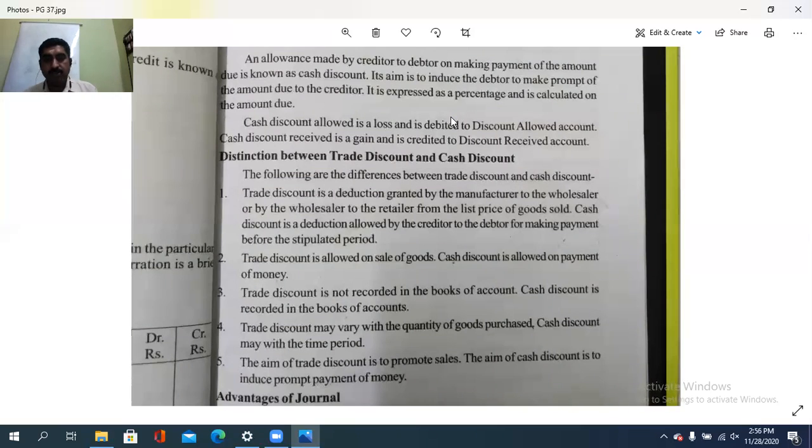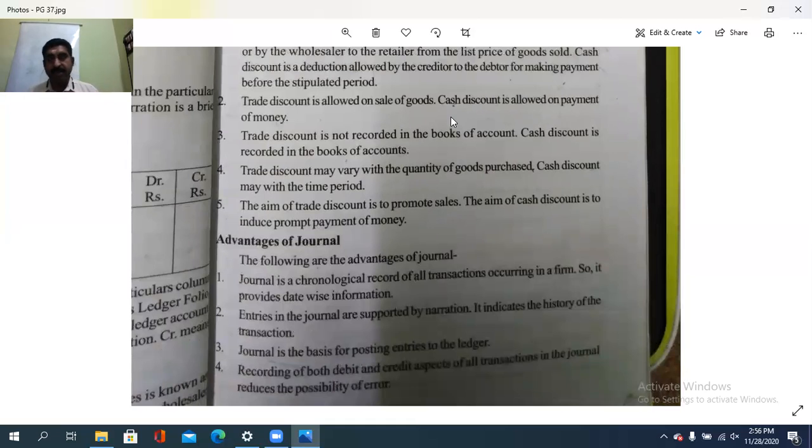And the aim of trade discount is to promote the sales, while the aim of cash discount is to induce prompt payment of money. So the aim of trade discount is to promote the sale, to increase it, while the cash discount is to induce the prompt payment of money. Then advantages of journal. These are the differences between a trade discount and a cash discount.